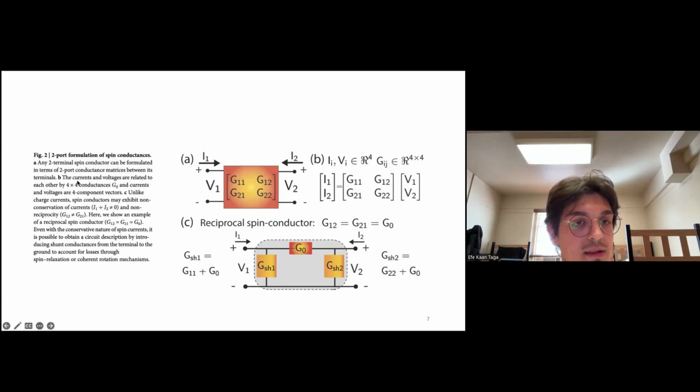And here, as you see, unlike charge currents, spin conductors may exhibit non-conservation of currents and non-reciprocity. And here we will solve the problem for reciprocal G12 and G21. When our model is reciprocal, our spin conductors G12, G21 equal G0. And by this method, we can describe our shunt conductance 1 and shunt conductance 2 from two terminals, like G11 plus G0 and G22 plus G0. And we ground shunt conductance.